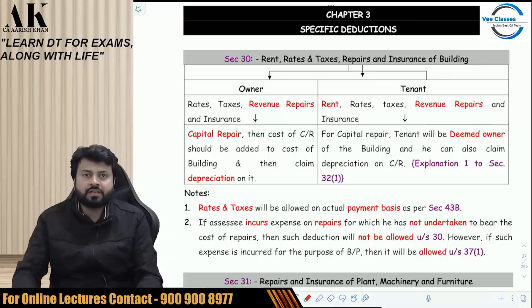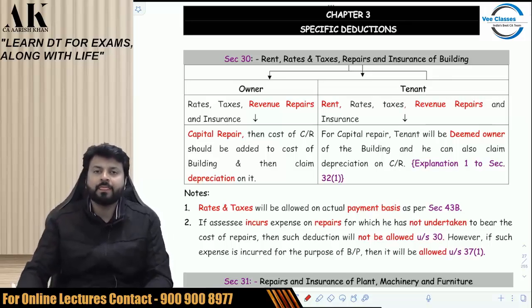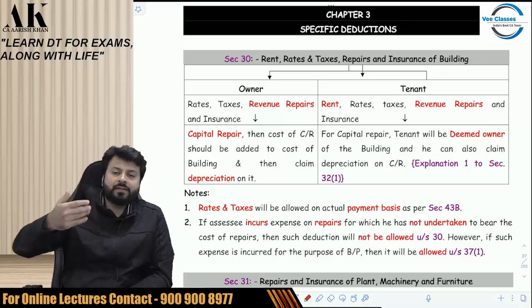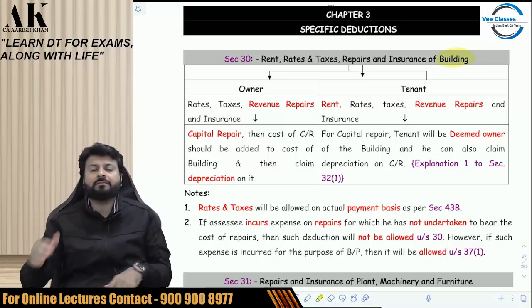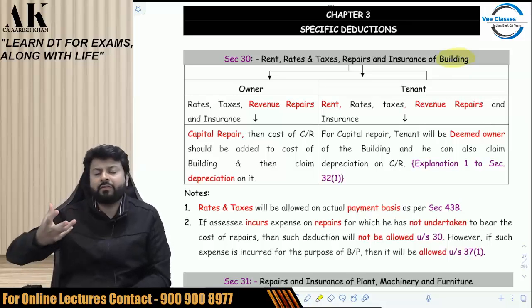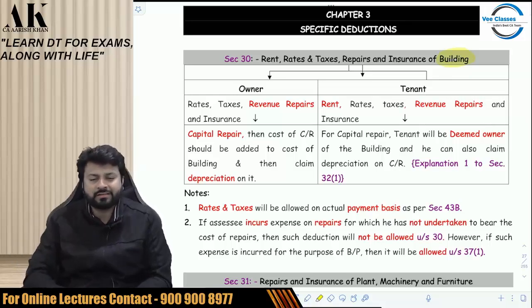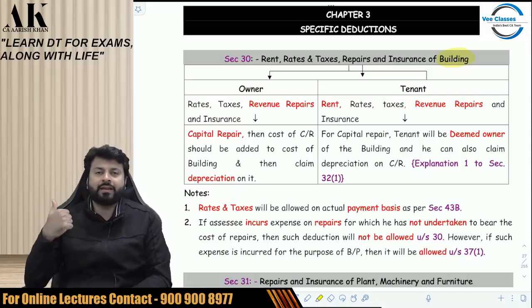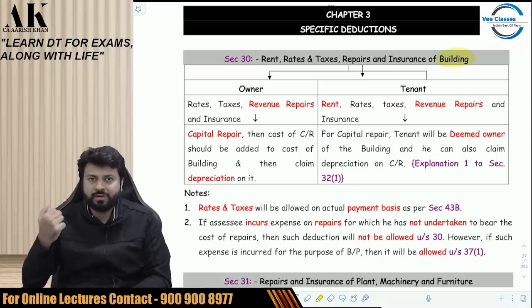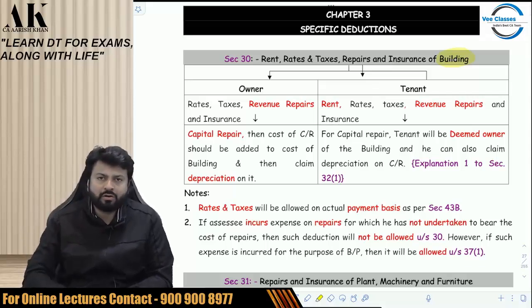The first specific deduction over here, section 30, is certain expenses in relation to building. If you are having a building in your business, then you can get certain deductions with respect to the building, like rent of building, rates and taxes of building, repairs of building, insurance of building. So you can get all these deductions.